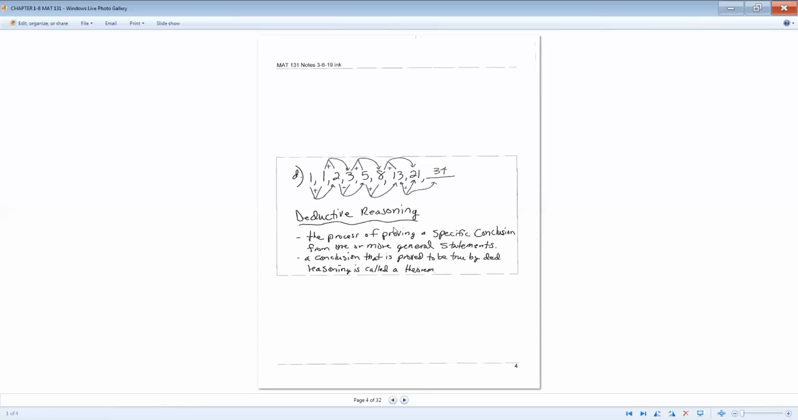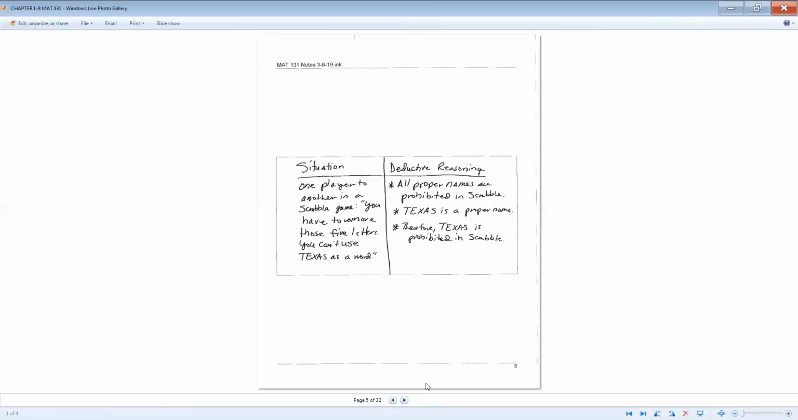So deductive reasoning is the process of proving a specific conclusion from one or more general statements. A conclusion that is proved to be true by deductive reasoning is called a theorem. So this section doesn't really involve much deductive reasoning, but it just gave you an example just to see the difference.